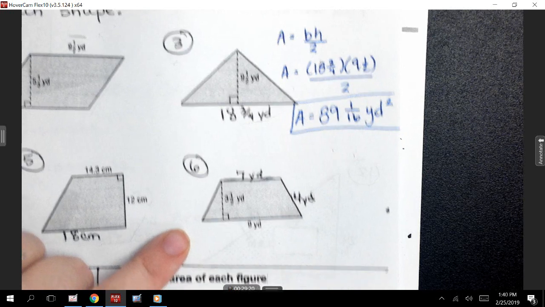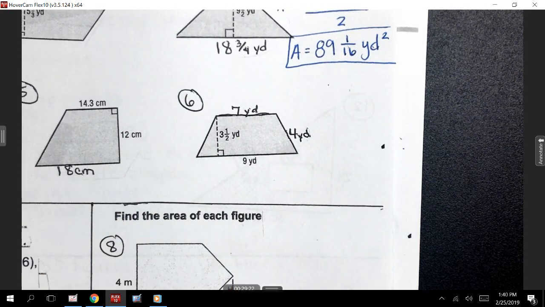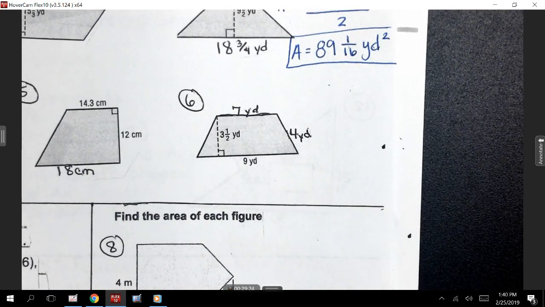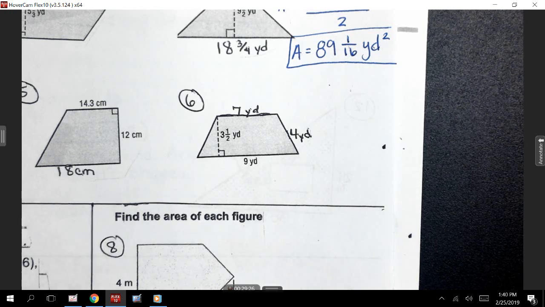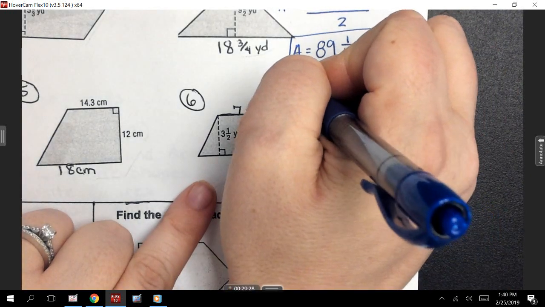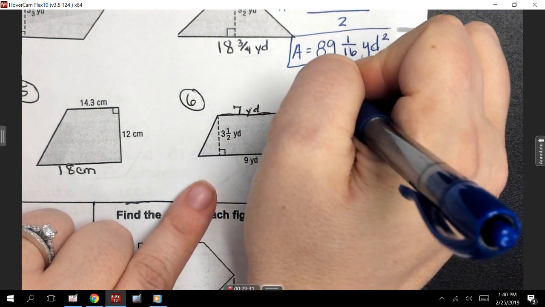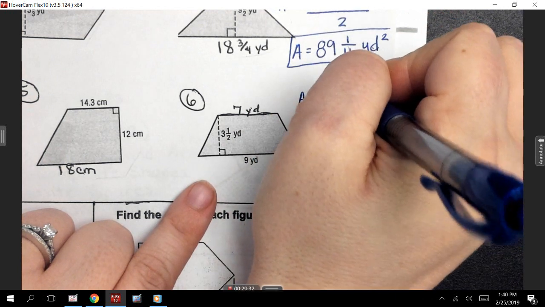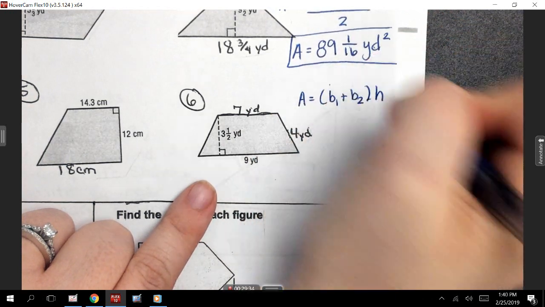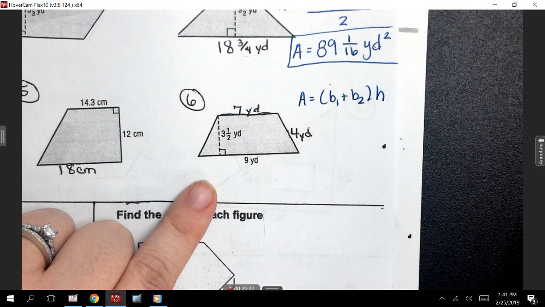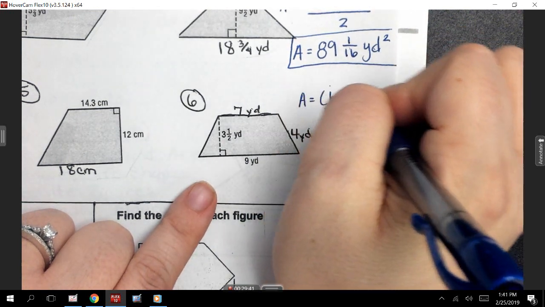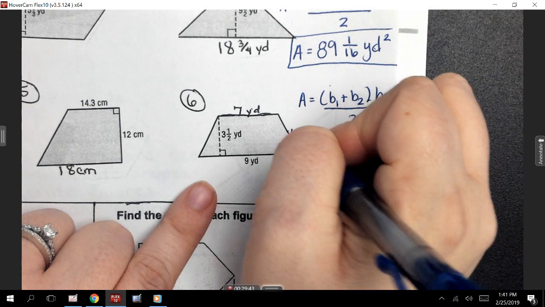All right? I want us to look at number 6. So number 6 is a trapezoid. What formula will I need to use for number 6, Aaron? A equals B1 plus B2 and H. Divide by 2. We can't forget that too. So I get A equals.